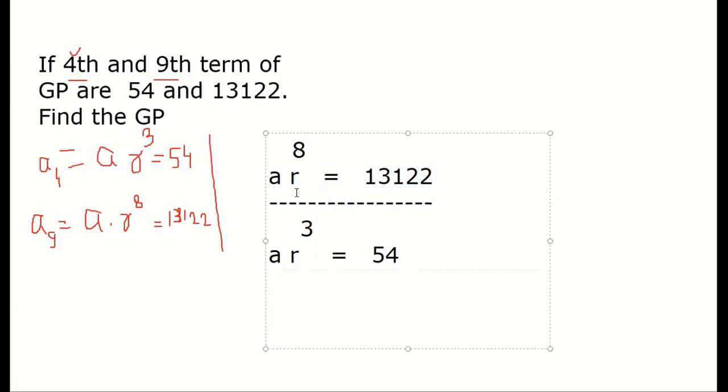Yes. R to the power 8 divided by R to the power 3 — the powers cancel. How much is it? R to the power 8 divided by R to the power 3 is R to the power 5, because it is division, so we subtract the powers. Very good. And then 13122 divided by 54.